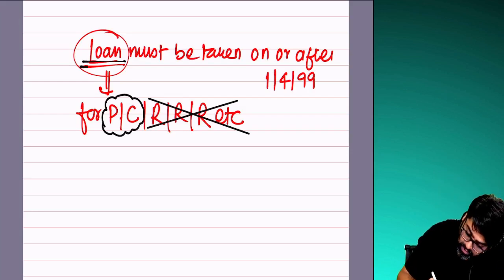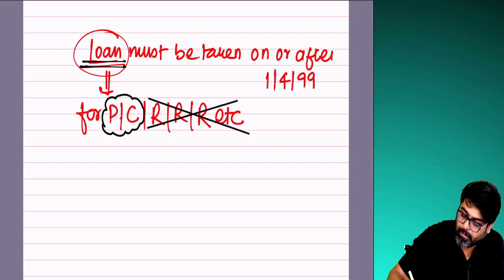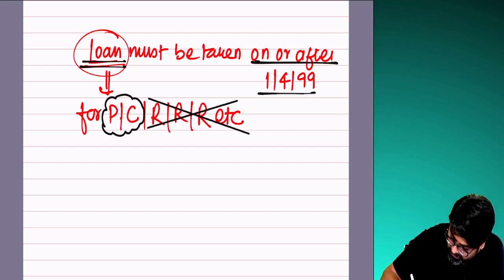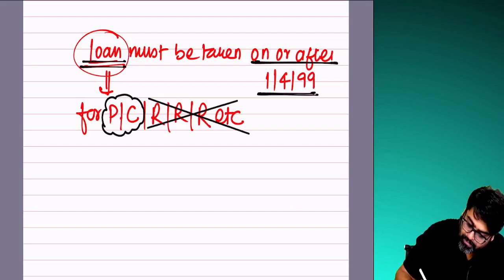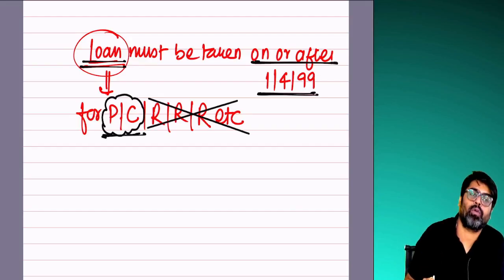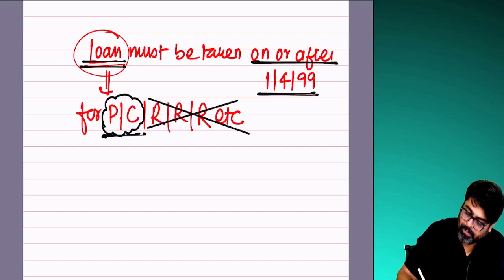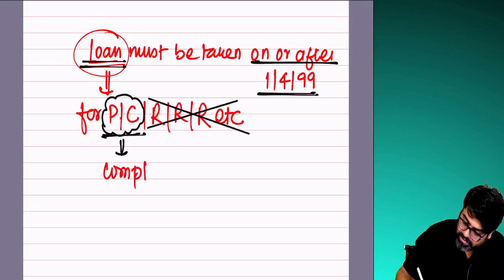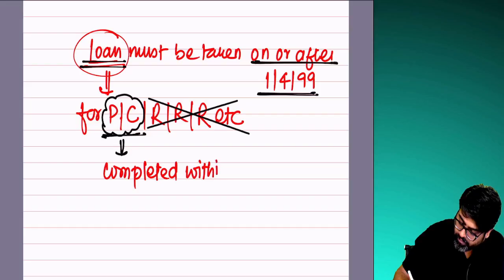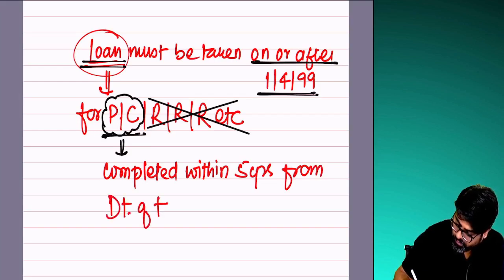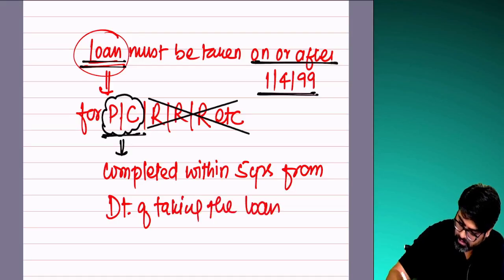So the housing loan must be taken on or after 1st April 99 for the purpose of purchase or construction of your house property. And the purchase or construction must be completed within 5 years from the date of taking the loan.